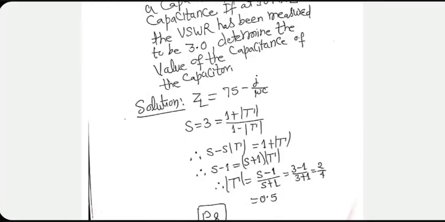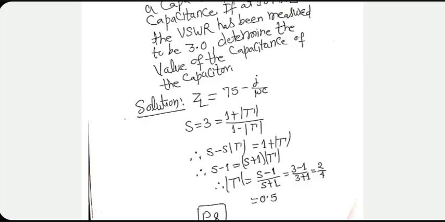S is 3. It should be 1 plus magnitude of tau divided by 1 minus magnitude of tau. I can rewrite it as magnitude of tau equal to S minus 1 upon S plus 1. Simple algebraic manipulation. So for VSWR equal to 3, the magnitude of tau is 0.5. This is a standard equation we use to convert VSWR into magnitude of tau and the other way around.